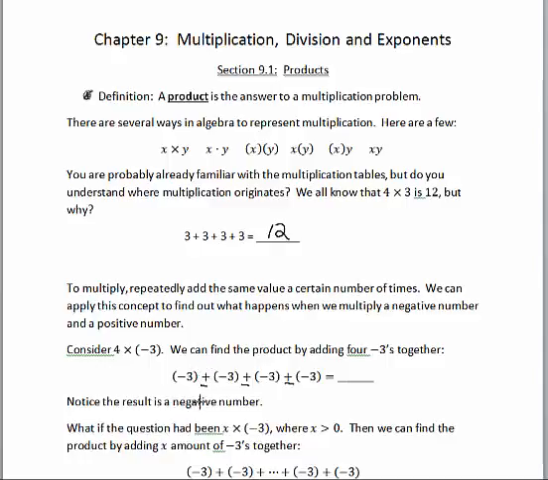We're adding in the middle, and as we stated in the last section, if we add numbers and they are all the same sign, then we keep that sign. In this case, that would be negative, and we just simply add the absolute values of the numbers, 3 plus 3 plus 3 plus 3, and that gives us our number. So in this case, we'd get negative 12.